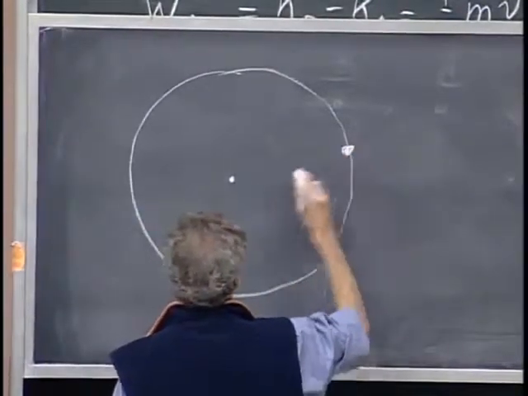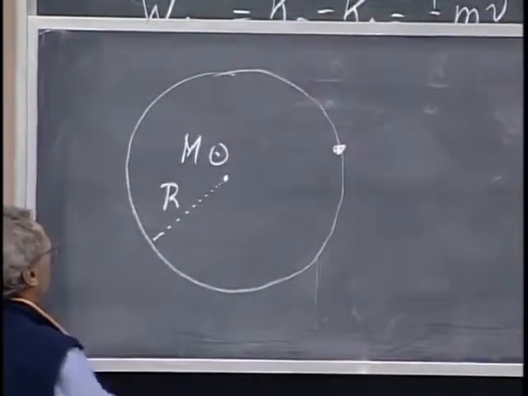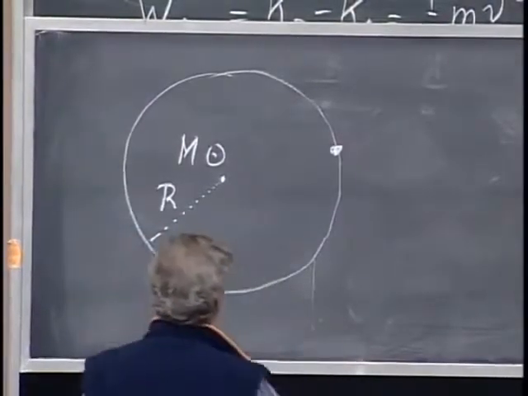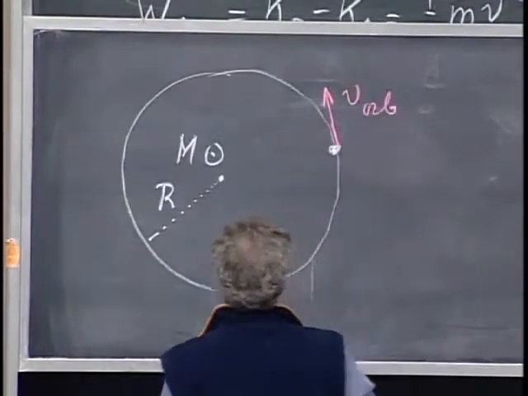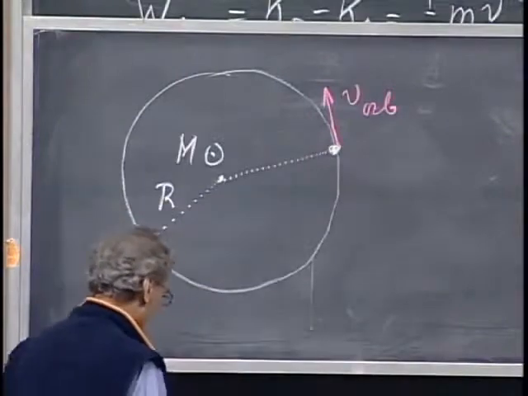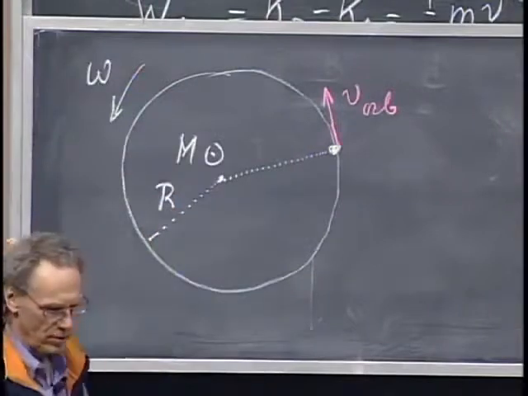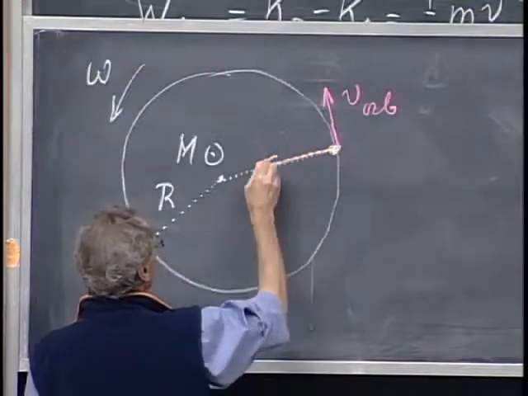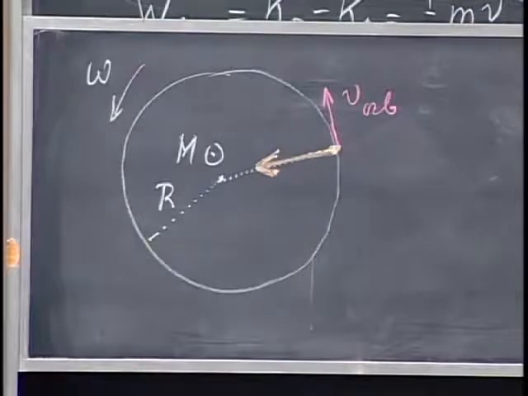So here is the Earth, here is the sun, mass sun, and the orbital radius is capital R. The Earth has an orbital velocity, I call it v orbital, and the angular velocity is omega. It goes around with a certain angular velocity, and there has to be a force on the system, the gravitational force, which is the same as the centripetal force. That's the only way the object can go around in a circle.